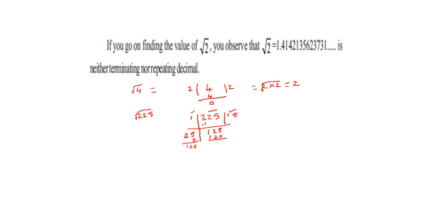This is the method. Now what do you say? The square root of 225 is equal to the quotient we get, 15. So 15 into 15. Now the square root of 225 is 15. In the same manner, this is called the long division method.